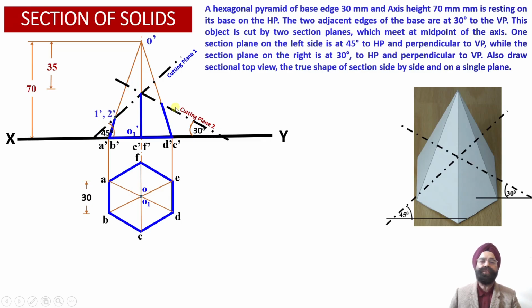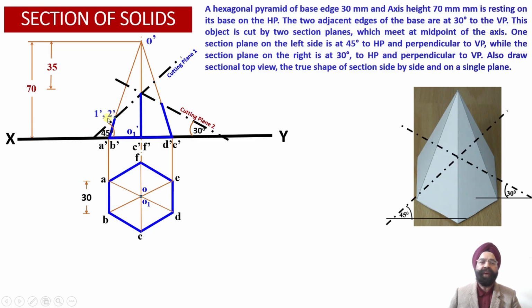So let us first of all proceed with evaluation of the sectional top view of the solid which has been cut by these two cutting planes. Now we know that corresponding to cutting plane 1, that is AIP 1, which is inclined at an angle of 45 degree, this cutting plane intersects the slant edges O-A' and O-B' at the points 1' and 2' respectively. So O-A' has been cut at the point 1', while the slant edge O-B' has been cut by this cutting plane at the point 2' over here.